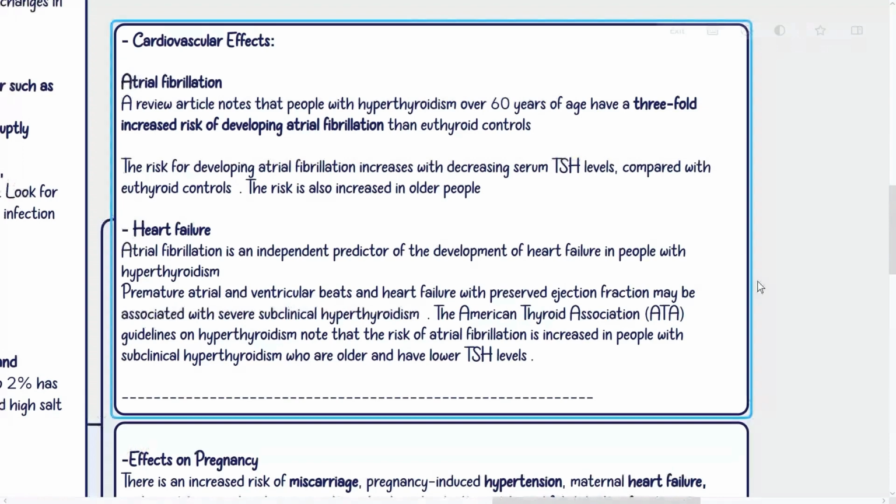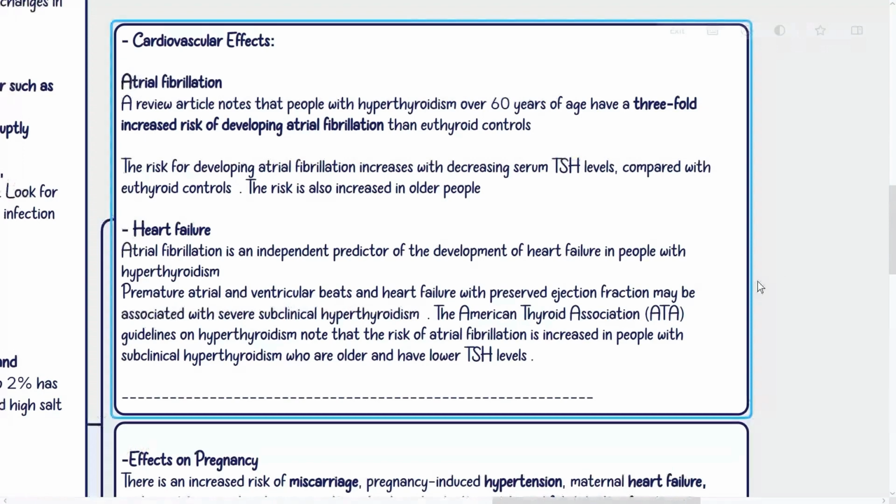Heart failure. Atrial fibrillation is an independent predictor of the development of heart failure in people with hyperthyroidism. Premature atrial and ventricular beats and heart failure with preserved ejection fraction may be associated with severe subclinical hyperthyroidism. The American Thyroid Association (ATA) guidelines on hyperthyroidism note that the risk of atrial fibrillation is increased in people with subclinical hyperthyroidism who are older and have lower TSH levels.